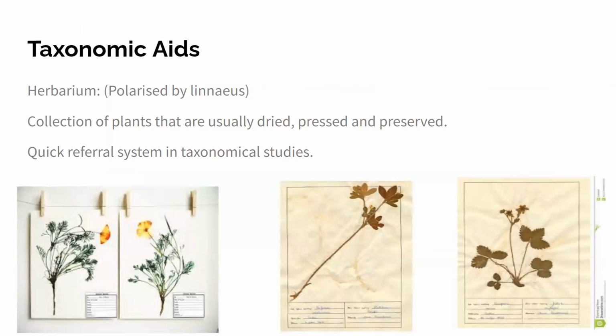Okay, first one is herbarium. Herbarium was popularized by Linnaeus. Actually, who did this herbarium? This was done by Linnaeus. It is a collection of plants that are usually dried, pressed, and preserved. It is a quick reference in taxonomic studies. This is how a herbarium is done. So you have to take a plant, dry it, press it, and preserve it.